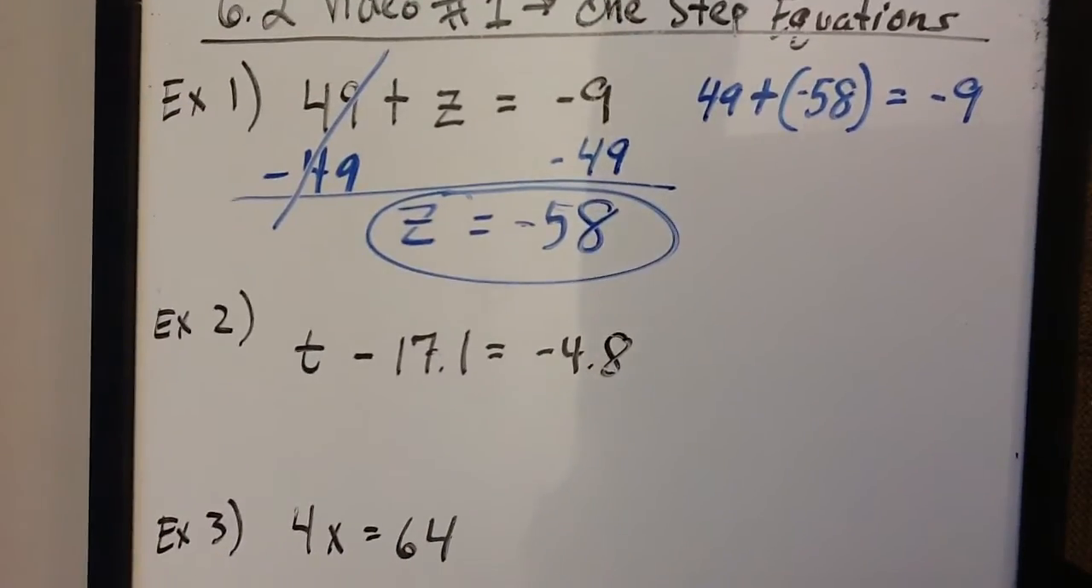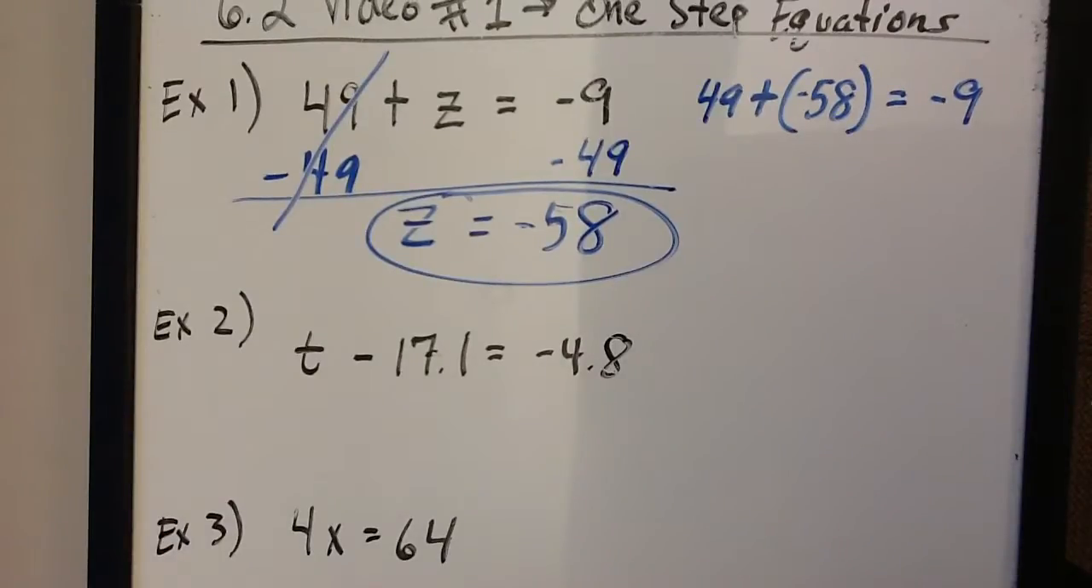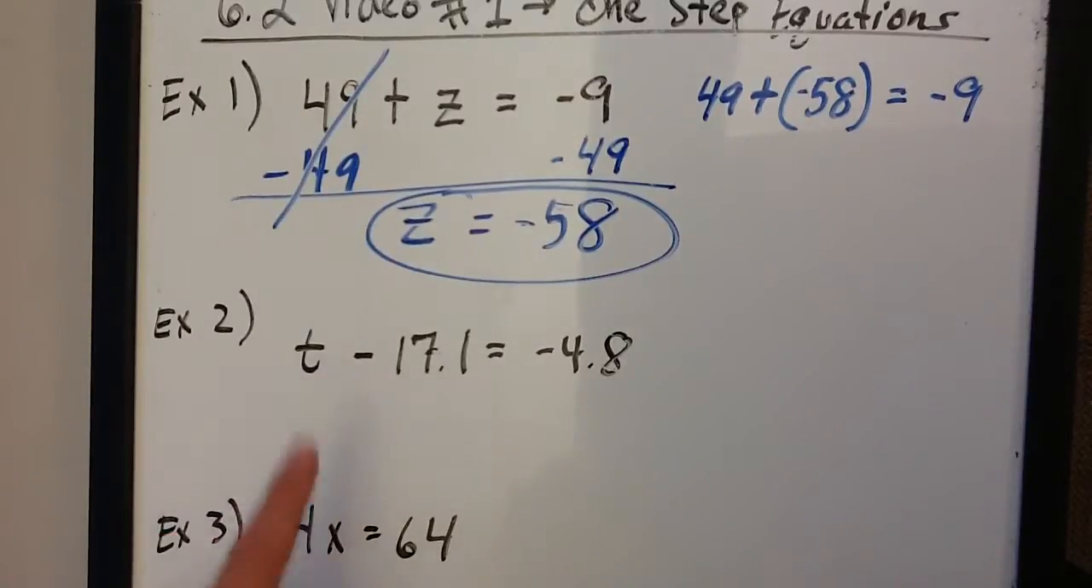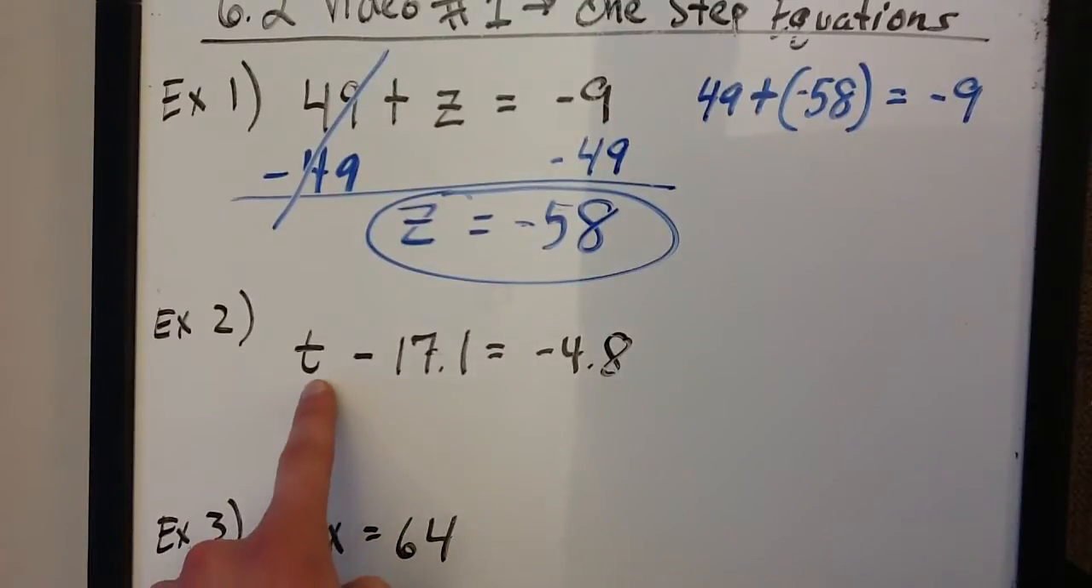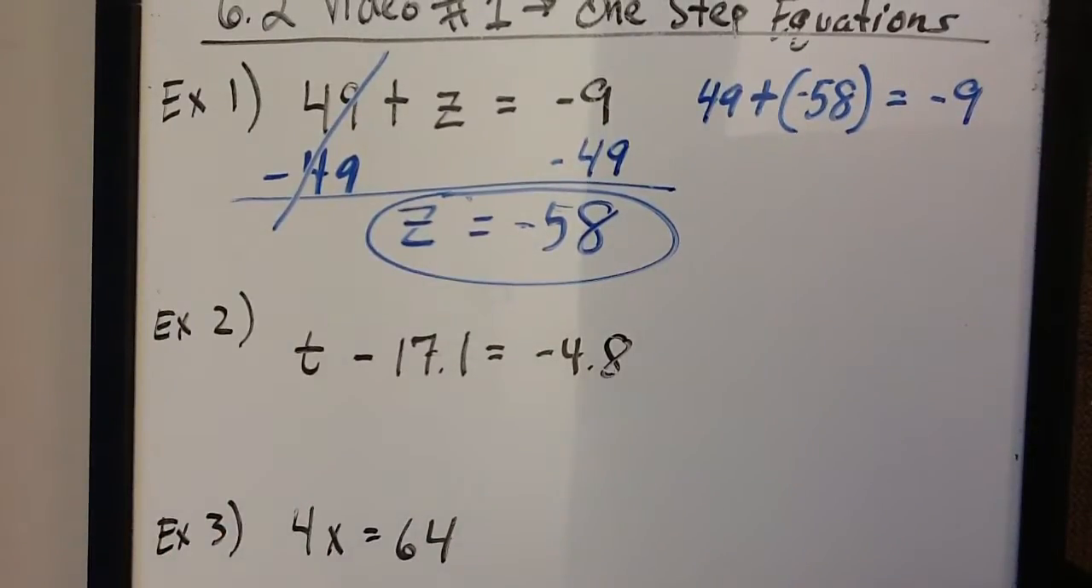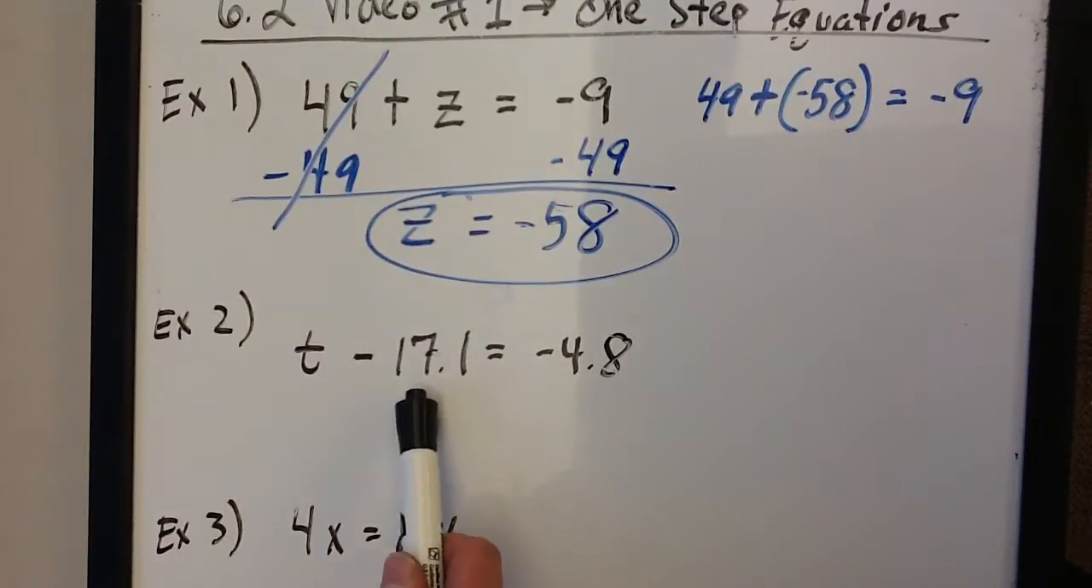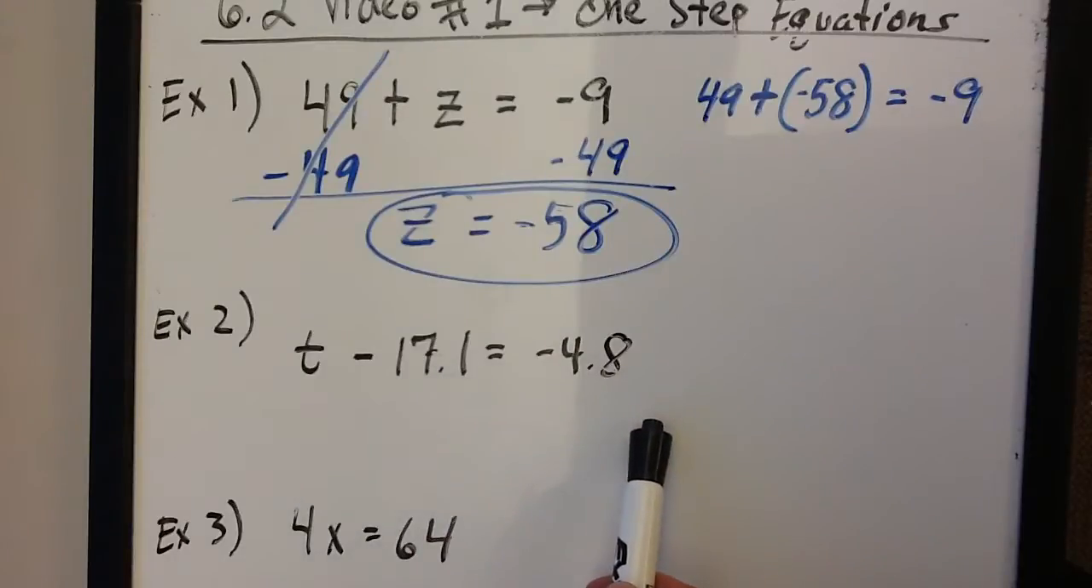All right, example number 2. T minus 17.1 equals negative 4.8. So if I'm going through my 5 steps to solve equations, I have no parentheses, I have no like terms to combine, my variable is already on one side, and so I'm pretty much skipping ahead to step 4. I need to get all my numbers on the other side. So if my variable t is on the left, let's get the numbers on the right. So I have a number right here, negative 17.1, that I need to move to this side.